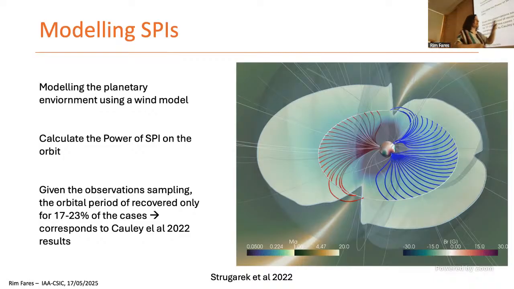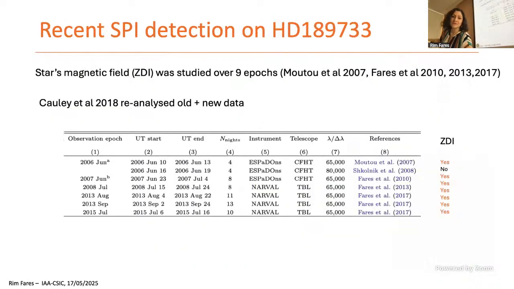But something that is extremely interesting in Antoine's paper was the fact that we tried to see, okay, we have an SPI detection. Let's try to see what is the probability to detect this if our data were not sampled like that, if they were sampled in a different way. And he found that about 17 to 23% of times you would detect the orbital period. So almost 1/6, which is exactly what Cauley finds in his paper. 1/6 epochs are detected, only that.